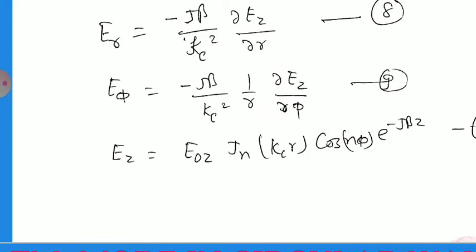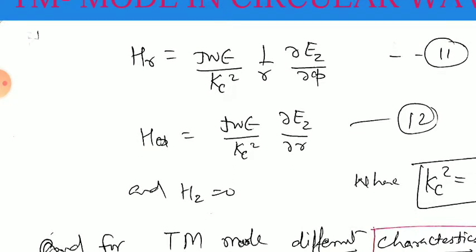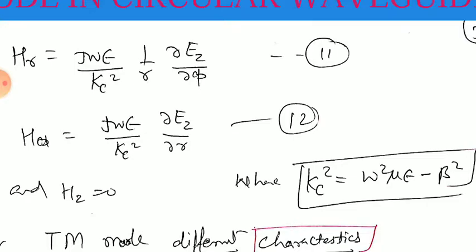by the method of separation of variables, E0z equal to Jn function of KCR cos of n phi e raised to power minus j beta z. And the magnetic components, Hr equal to j omega epsilon by kc square multiplied by 1 by r del Ez by del phi, and then H phi equal to minus j omega epsilon by kc square del Ez by del r, and last, as we know for the TM mode, Hz equal to 0. And here we have kc square equal to omega square mu epsilon minus beta square.